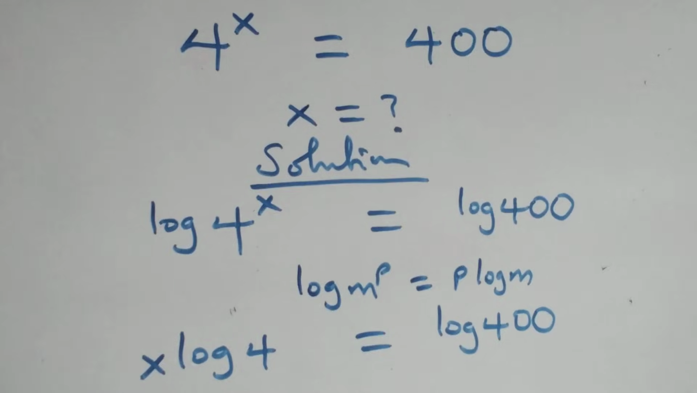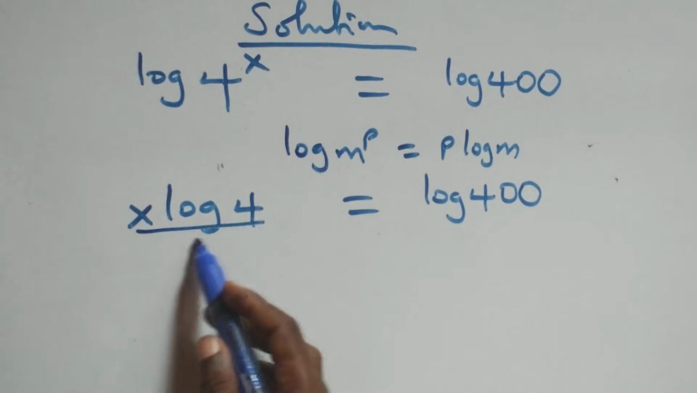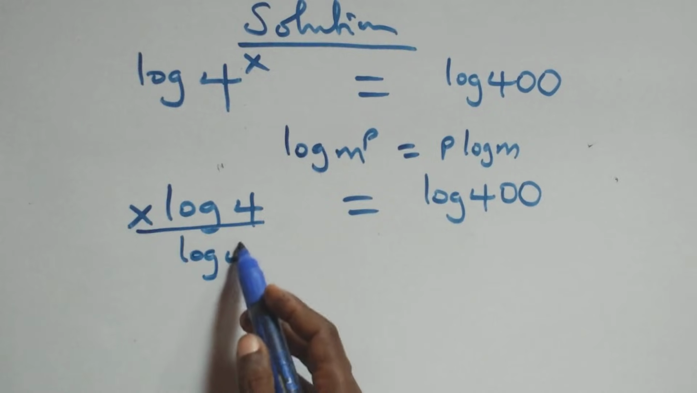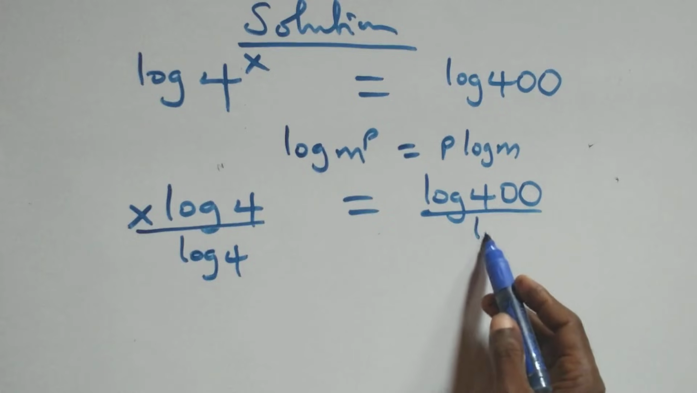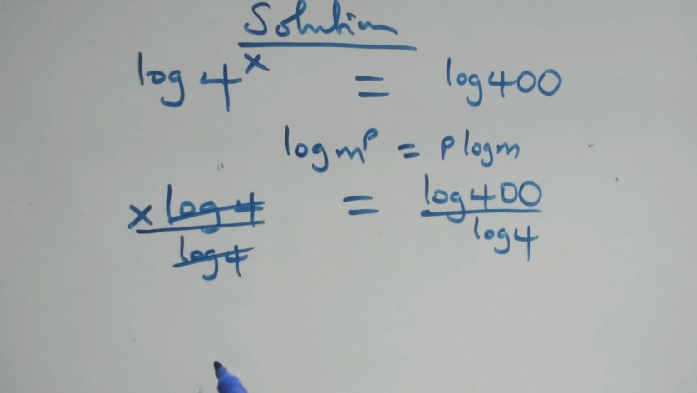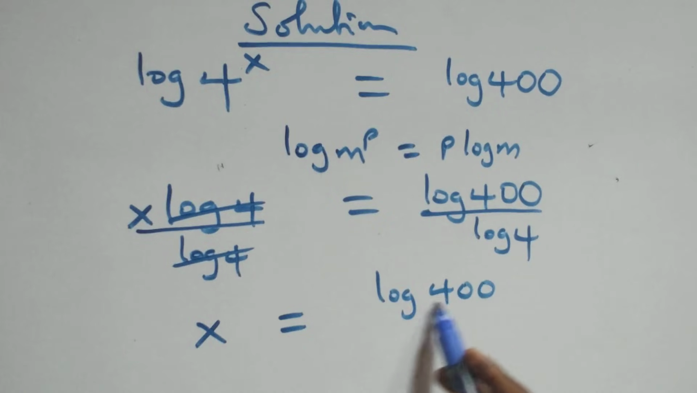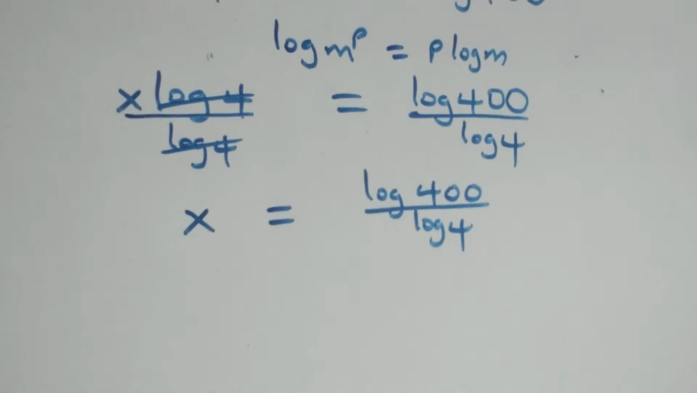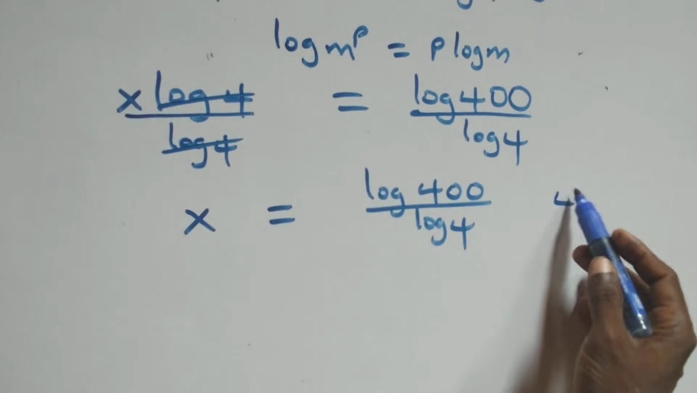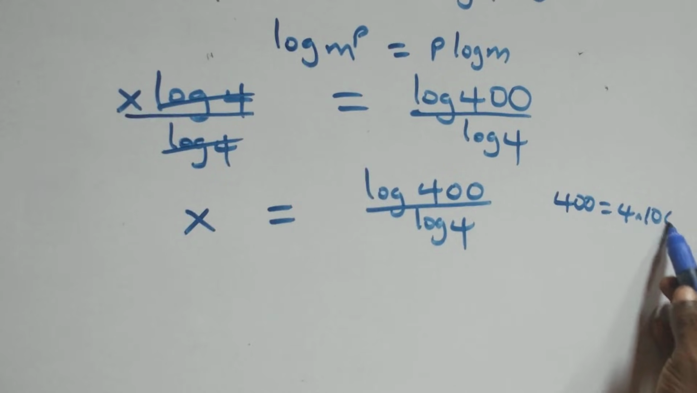400 on this side. The next step here, divide both sides by log 4. Divide this side by log 4. Also divide this side by log 4. And here, log 4 cancels out. We have x equals to log 400 over log 4. The next step here, we can write 400 as 4 times 100.